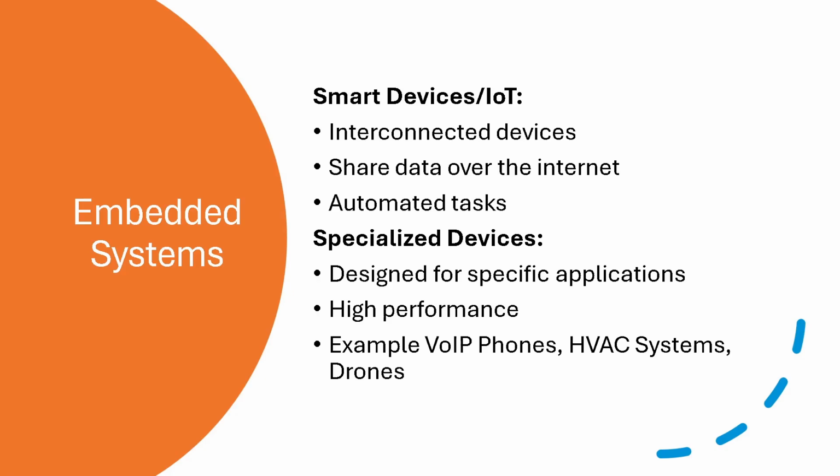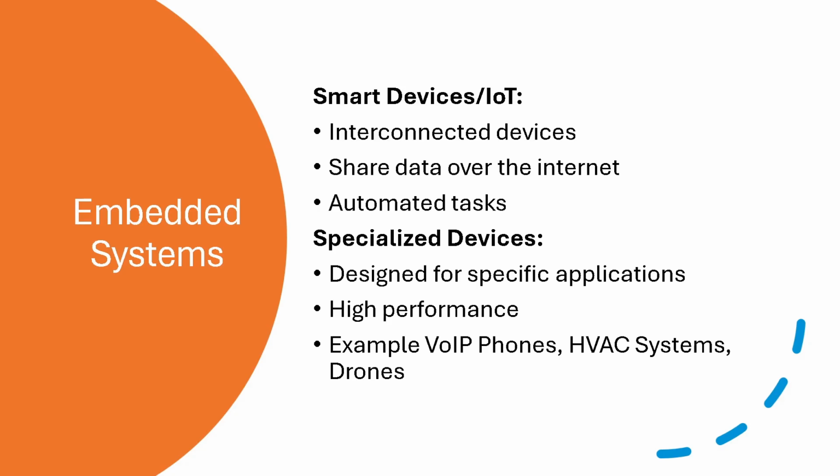Smart devices and IoT. Smart devices and IoT refer to the interconnected devices that can communicate and exchange data to perform automated tasks and improve efficiency. They use Wi-Fi, Bluetooth, or other protocols to connect and communicate.